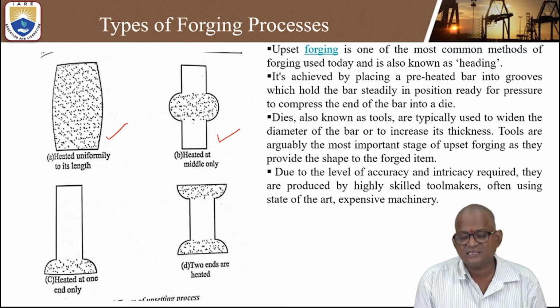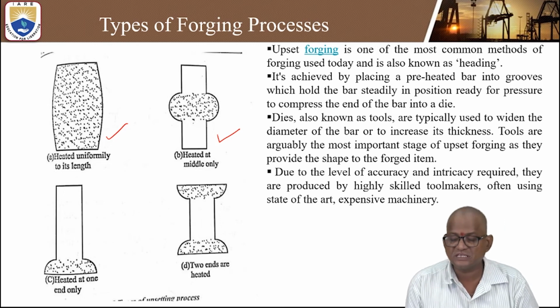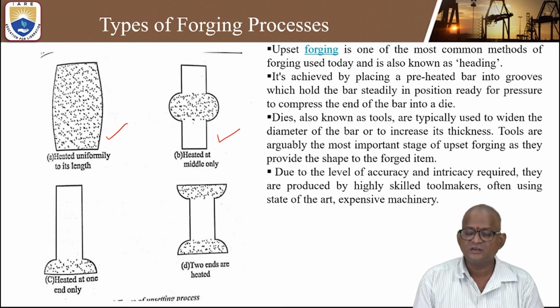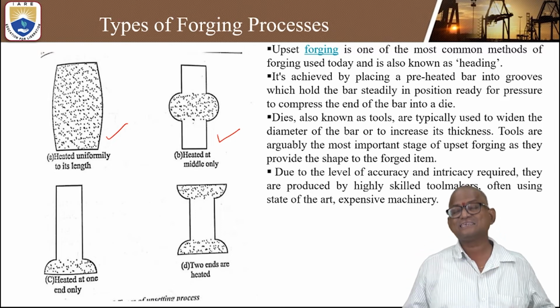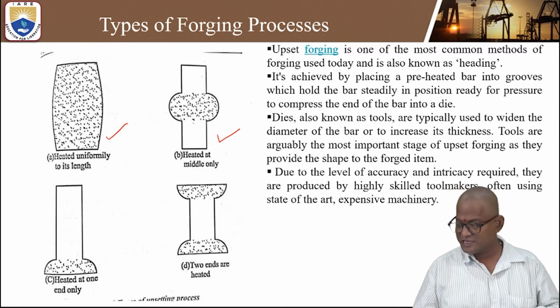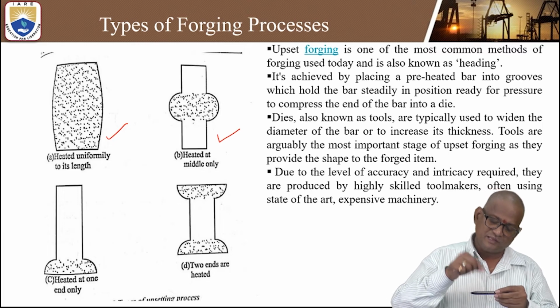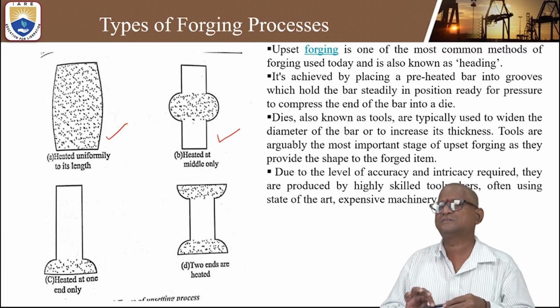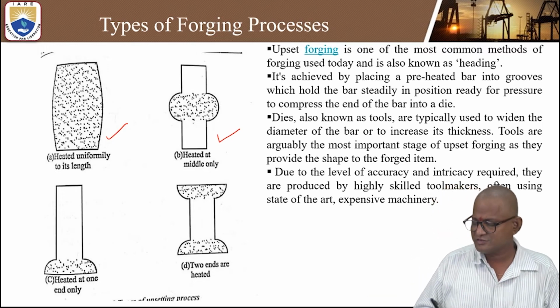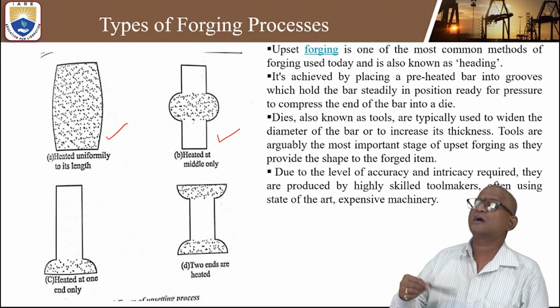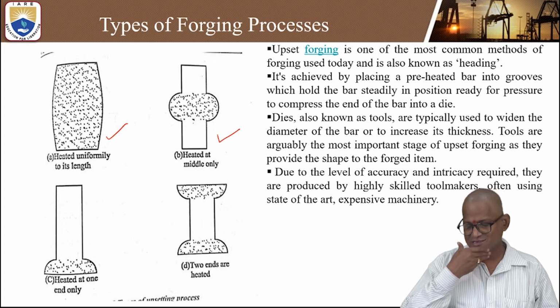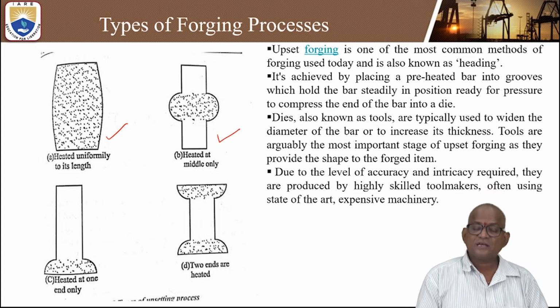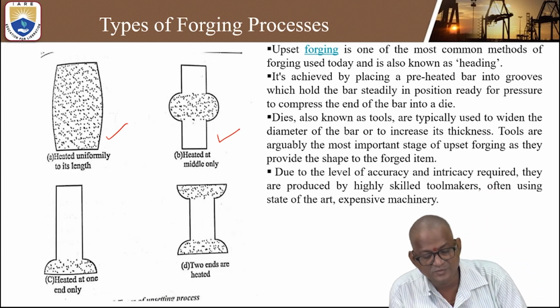Here the dies, which are also called press tools, are typically used to widen the diameter and increase the thickness. By applying pressure repeatedly on the component, it changes the dimensions. There is no other alternative to change the dimensions. Accordingly, you can apply some precautions for the upsetting process.